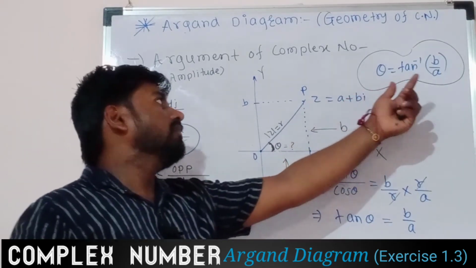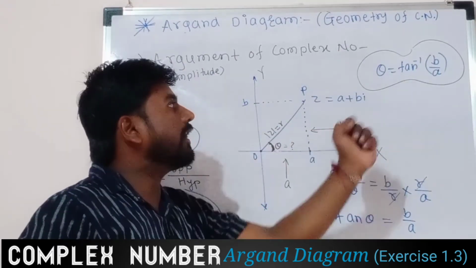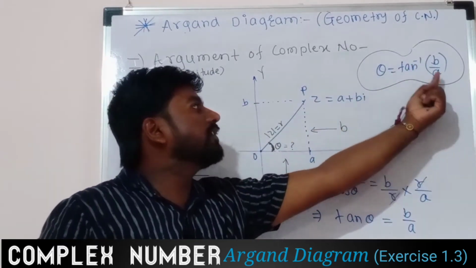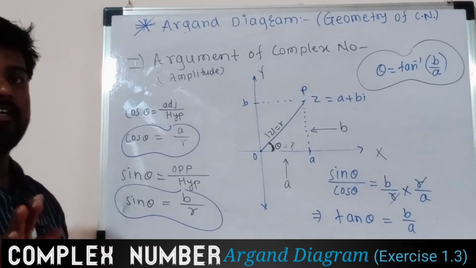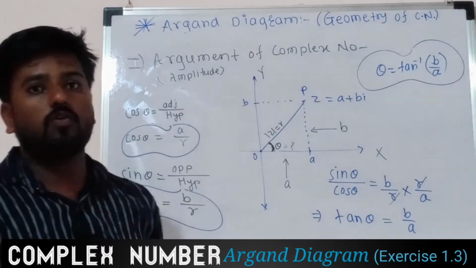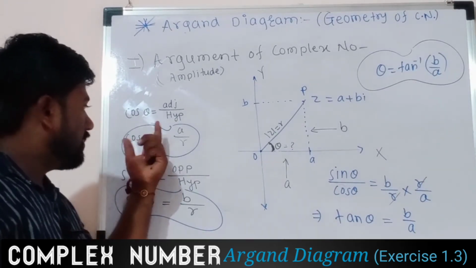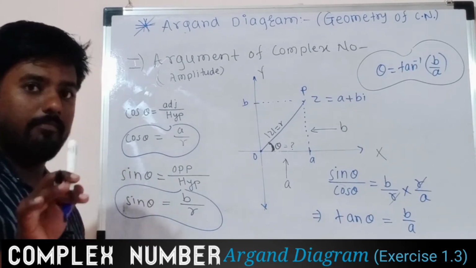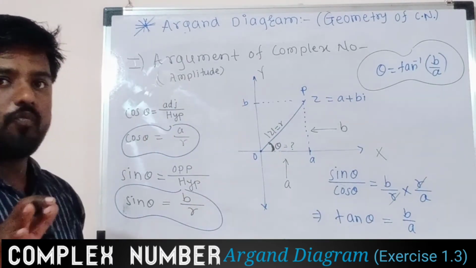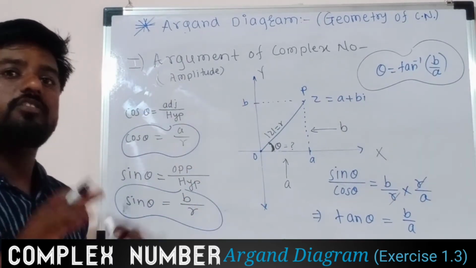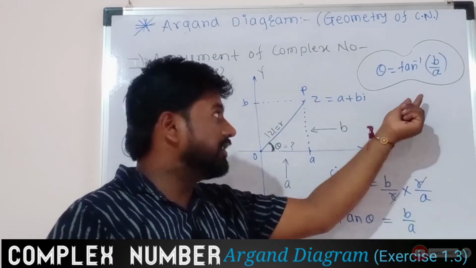So this is the formula to find the argument of any complex number. This is a very simple formula, that is theta equals tan inverse b upon a, right? So this is the explanation of how to find theta, that is, how to find the argument of any complex number. So don't write all of this, you have to remember only this formula, theta equals tan inverse b upon a. If you want to find the argument of any complex number, you can use this formula.